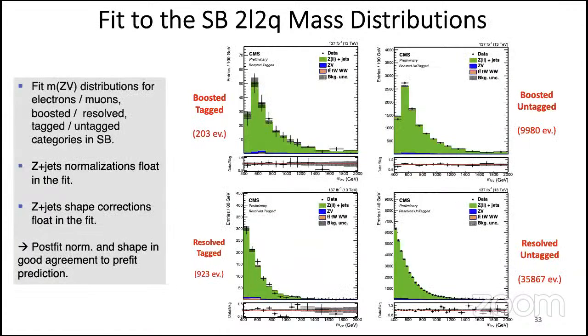As I said, we estimate the dominant background by fitting the invariant mass distributions, considering 8 categories simultaneously: electrons, muons, boosted, resolved, tagged, and untagged categories. This is important to do in this way because it improves the sensitivity of the analysis, and we can estimate how many events we expect in the signal regions.